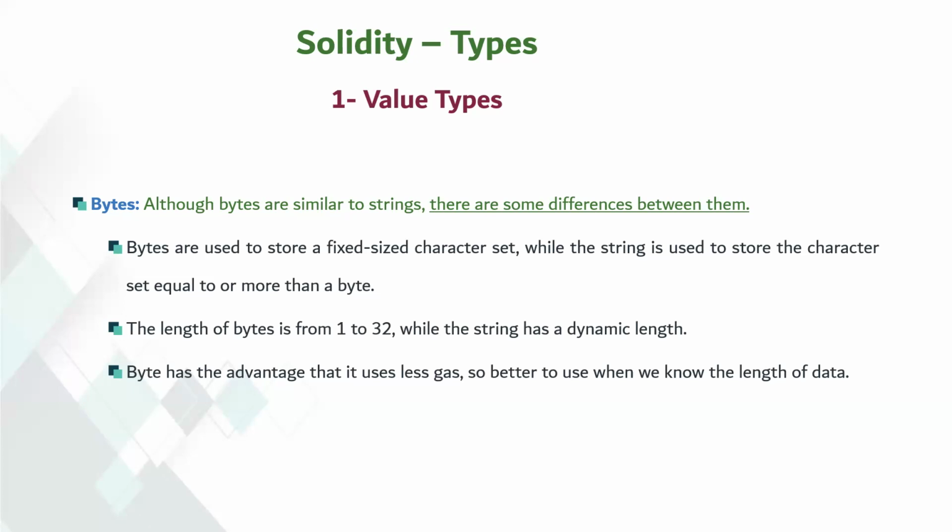To summarize, bytes in Solidity is a value type used to store fixed-size character sets. It offers the advantage of lower gas consumption compared to string when the length of the data is known. By understanding these differences, you can make informed choices regarding the appropriate data type to use in your Solidity contracts.